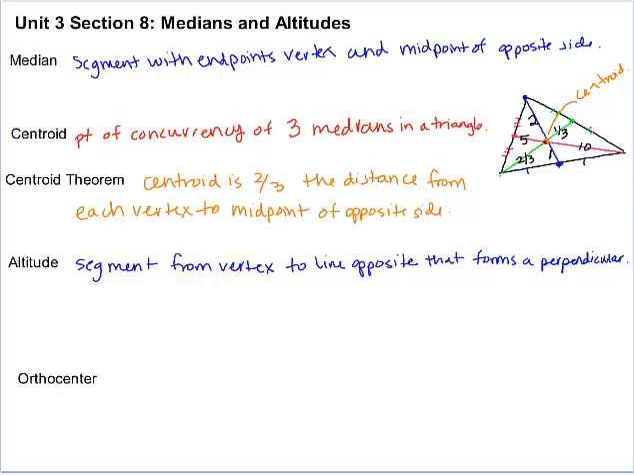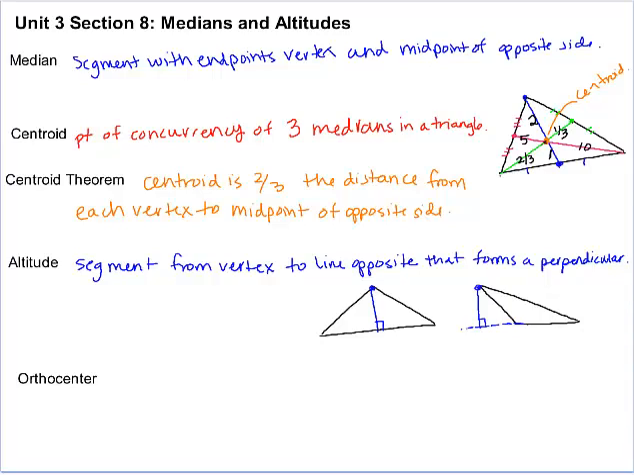So a little diagram of that. If here is our triangle, here is our vertex to the line opposite that forms a perpendicular. That would be our altitude. Notice we could have triangles that have altitudes that extend outside. So if here's my vertex, and if I want to go to the line opposite that forms a perpendicular, I'd have to extend that bottom line out to get the perpendicular. So altitudes can occur outside of the triangles. That's definitely plausible.